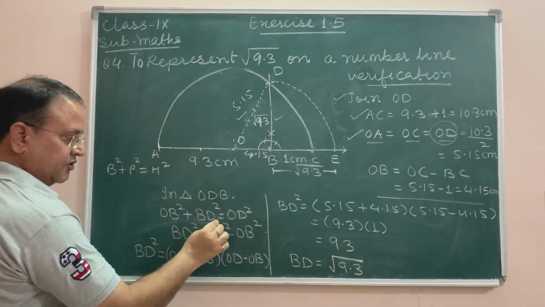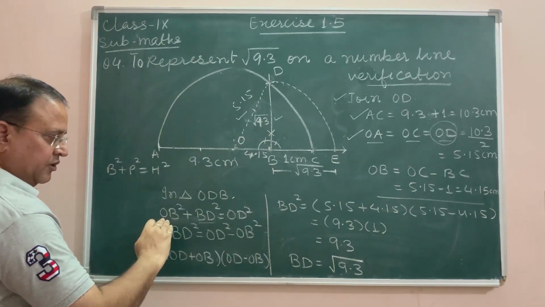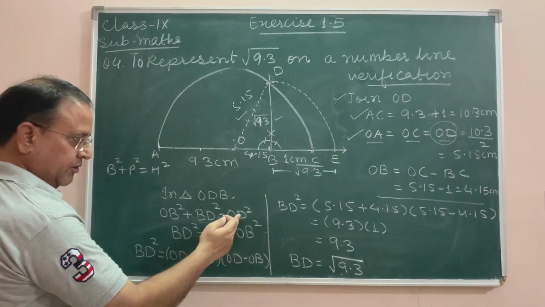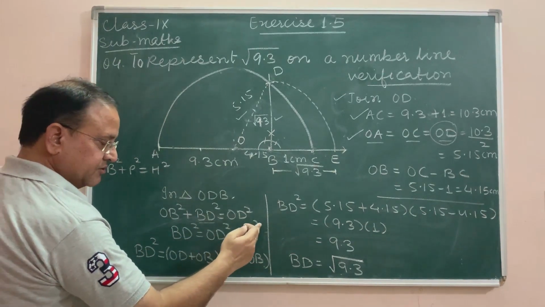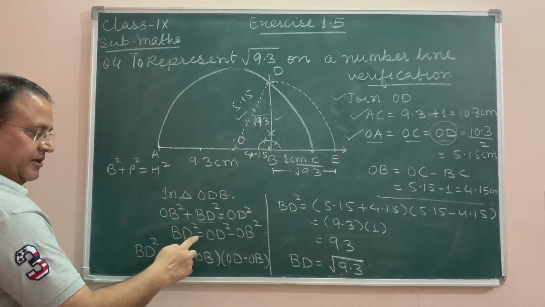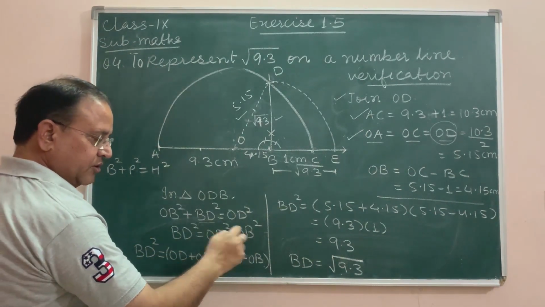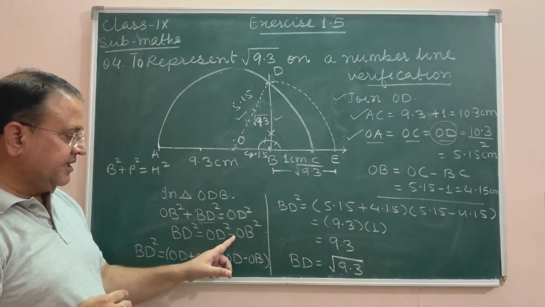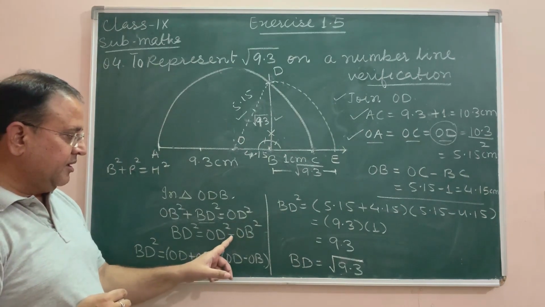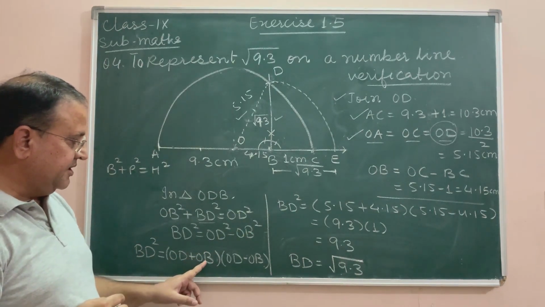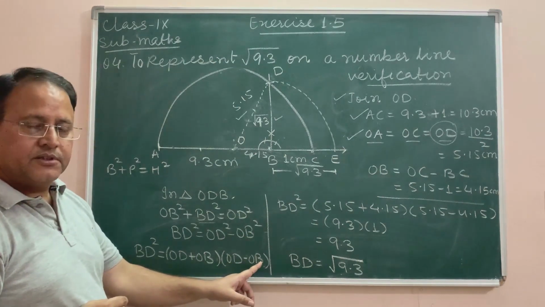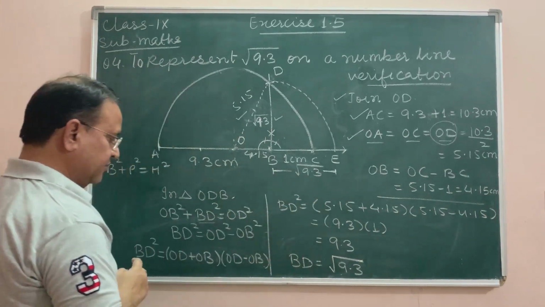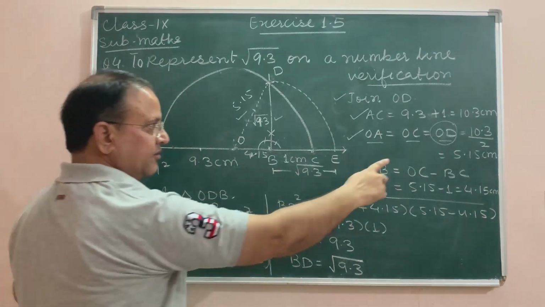But we have to find the length of BD, so we will transpose OB square to the right hand side. BD square will be equal to OD square minus OB square. Now we will use the third identity, A square minus B square is equal to A plus B into A minus B. Now we will put the values. Value of OD we can take from here.